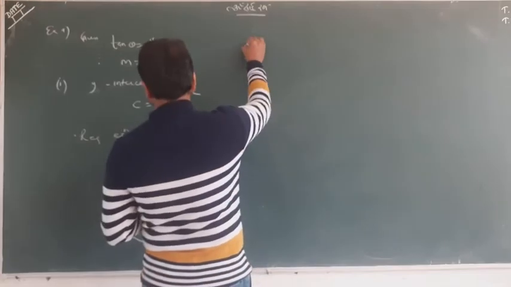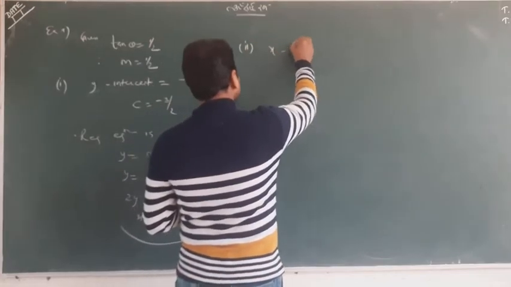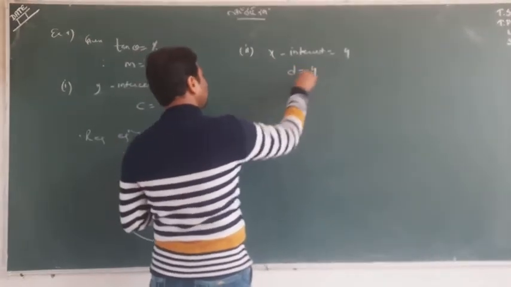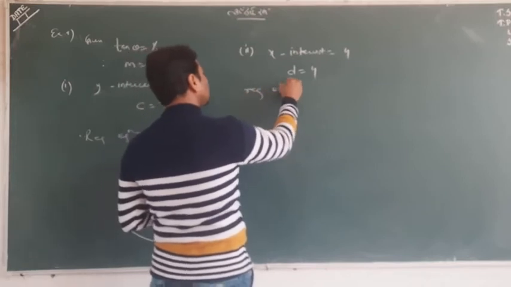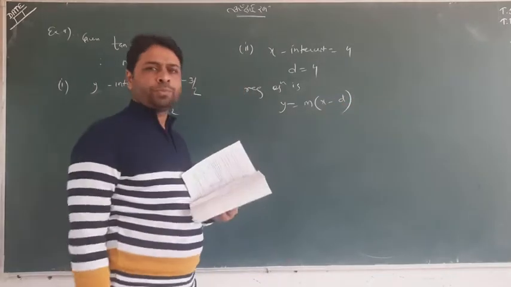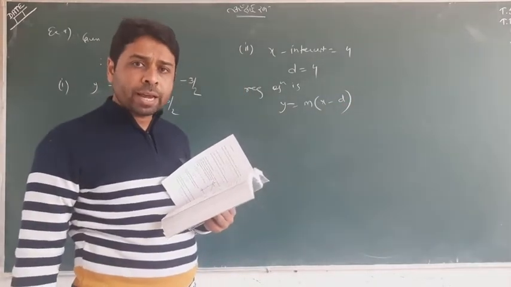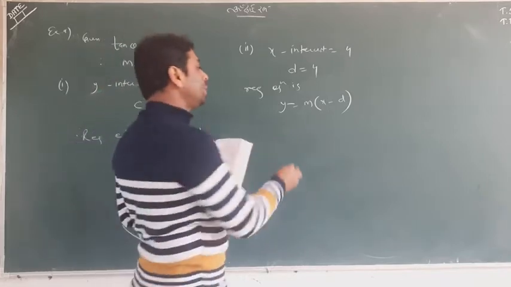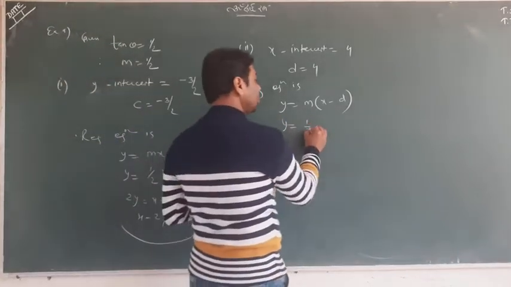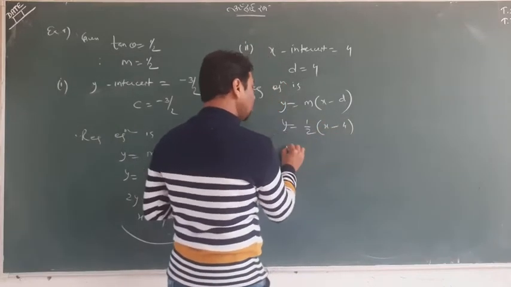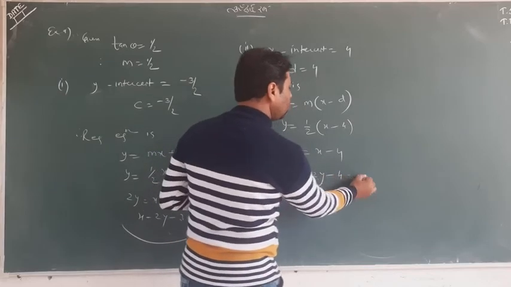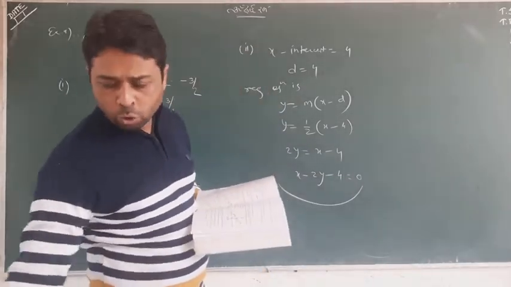And question number 2, where the x-intercept is given as 4. So this is called d. So the required equation is y equal to m into x minus d. This is when the slope is given and the intercept on the x-axis is given. So m is given as half, x minus d, meaning 4, multiply by 2: 2y equal to x minus 4, so x minus 2y minus 4 equal to 0. This is the answer. So hope you are getting this.